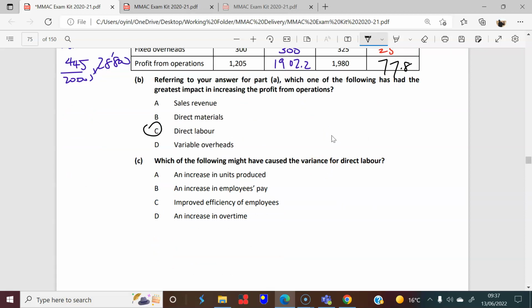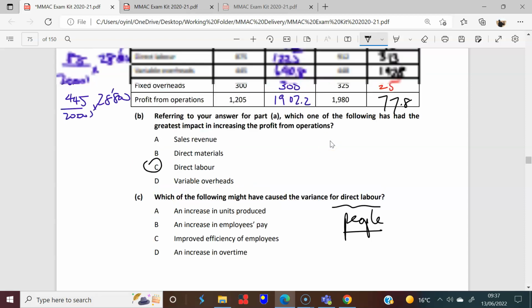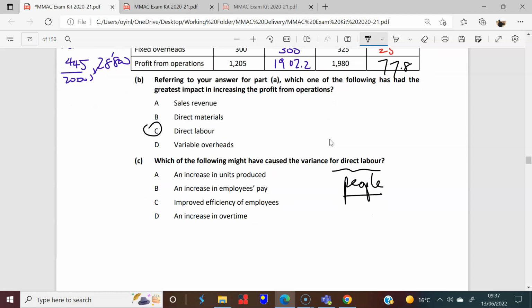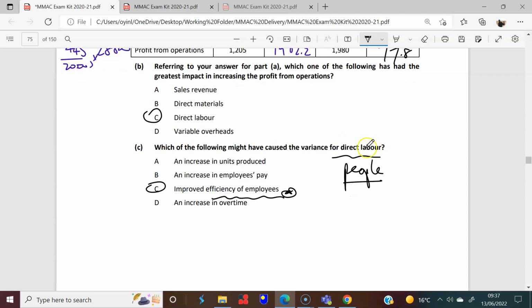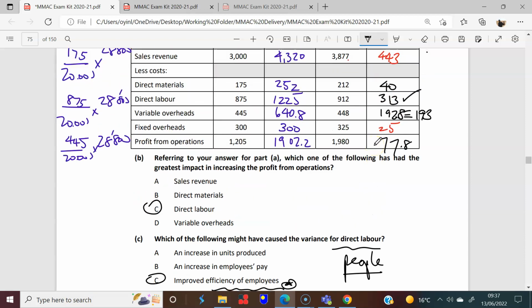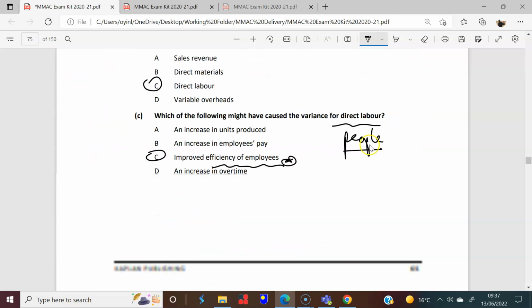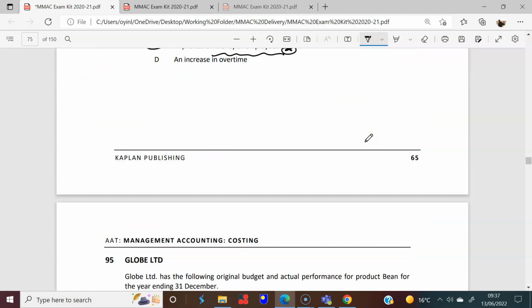And this question is asking what might have caused this favorability for direct labor. So we're talking about labor now. These are people, isn't it? Why would we have done it in less time, therefore having less of a cost? And because we're talking about people and labor, naturally that should land at C, because this is favorable. Yeah, and that's that answer there. Cool, great stuff. And that is 94.